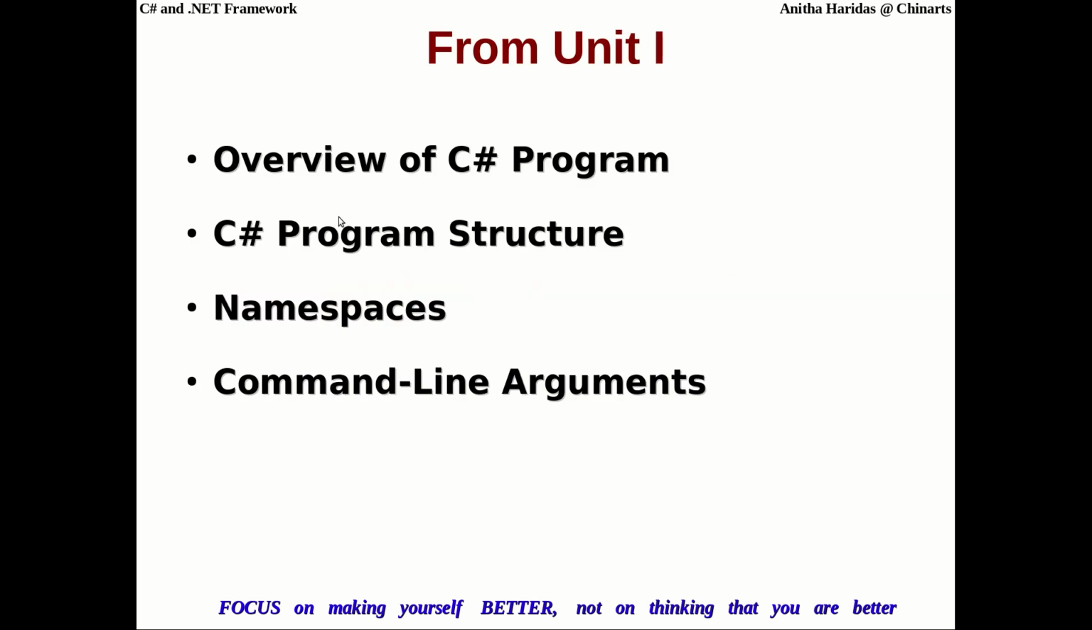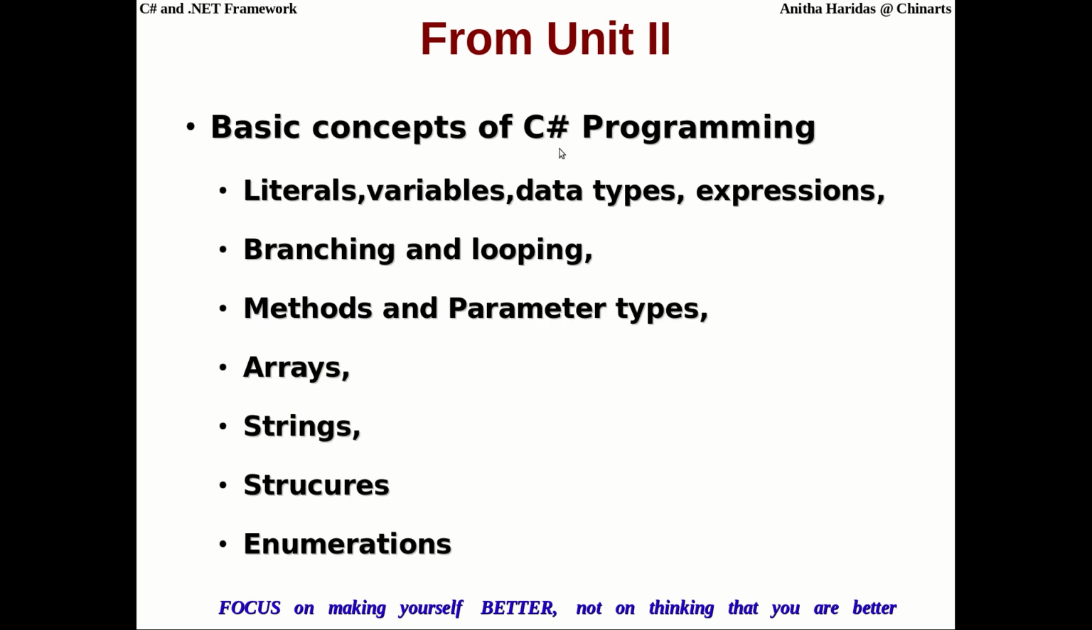In our previous classes, we have covered the following topics from Unit 1. We have seen what is the overview of a C# program, what is the structure of a C# program, what are namespaces, and what are command line arguments with suitable examples. Also, we have discussed from Unit 2 the basic concepts of C# programming. All these concepts we have discussed with examples.